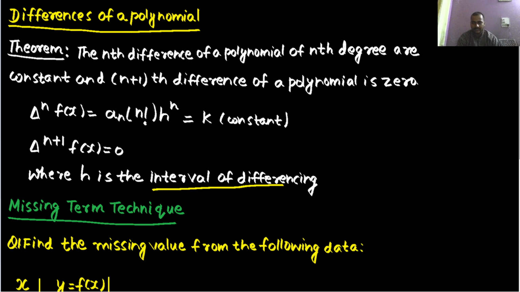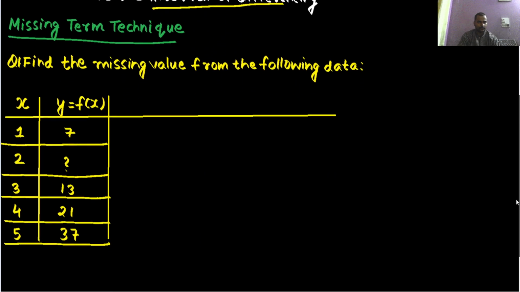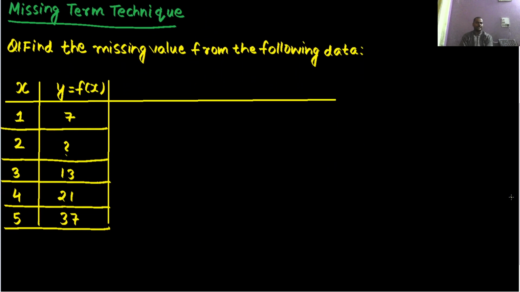There is a good application of this, an interesting one, the missing term technique. Whenever you are given a data set like this, where you have a set of x values and corresponding to that a set of y values, this is nothing but a polynomial where we have put the values of x to get some value of y, and we have made a table. But one such value is missing. As you can see, corresponding to one value of x, we don't have a value of y. So that's what we need to find. So how can we find this? Let's assume this question mark as a.